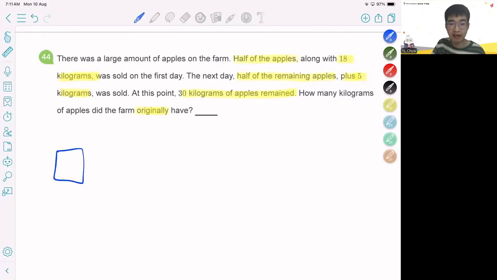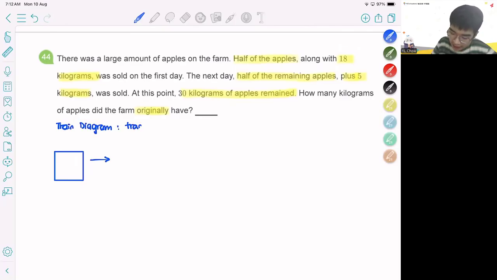For a train diagram, we start off with an initial number that we don't know. Then we just follow the order of the story. First things first, on the first day, half of the apples were sold. Now, which should we track? Remember, the train diagram is used to track the remaining number. Do not track what was being sold, track what is remaining. On the first day, we sold half of the apples first. Now, if I get rid of half, then the other half will remain.